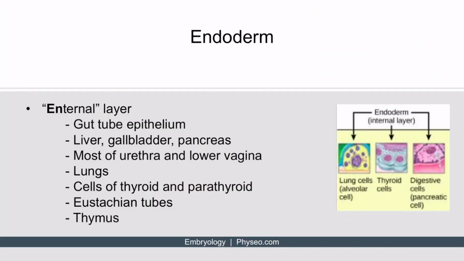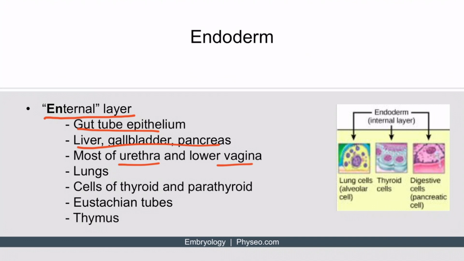Okay, now that we understand how the body layers are established through the process of gastrulation, let's talk about the adult derivatives of endoderm. A mnemonic that some students find helpful is internal layer. In other words, the endoderm forms many of the body's internal structures. The main structure that the endoderm forms is the gut tube, which we discuss more in our video on gastrointestinal embryology. This includes structures such as the gut tube epithelium, liver, gallbladder and pancreas, as well as other GU structures like the urethra and lower vagina.